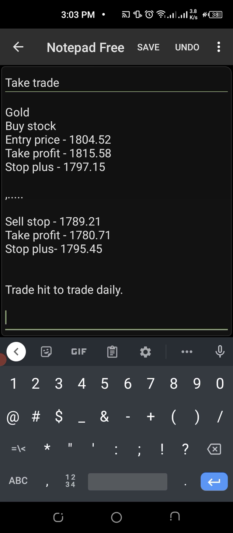Have you modified? Yeah. That's part one. We're still going to do a buy stop and sell stop for Euro USD.